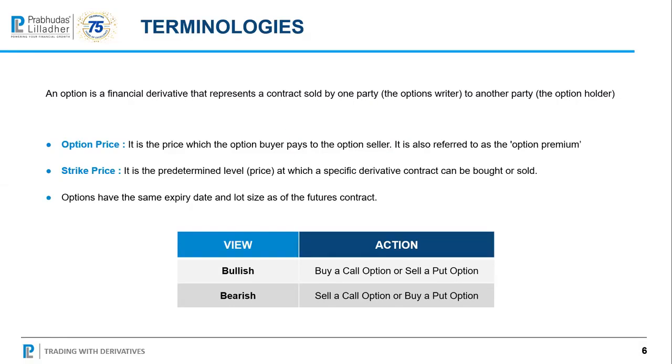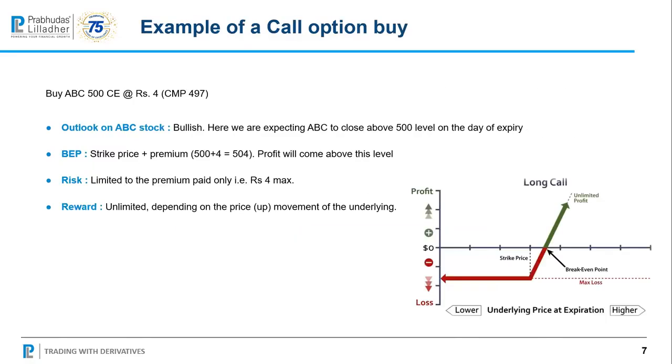So when the view is bullish, we buy a call option or we sell a put option, like I was just discussing. And when the view is bearish, we sell a call option or we buy a put option. This is how options play. These are very basic things that we do in options while participating. So this is something I guess everybody must have gone through.